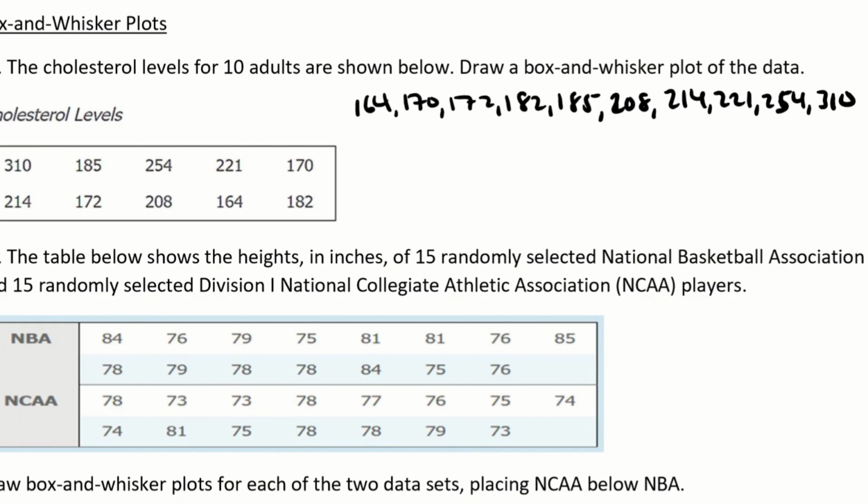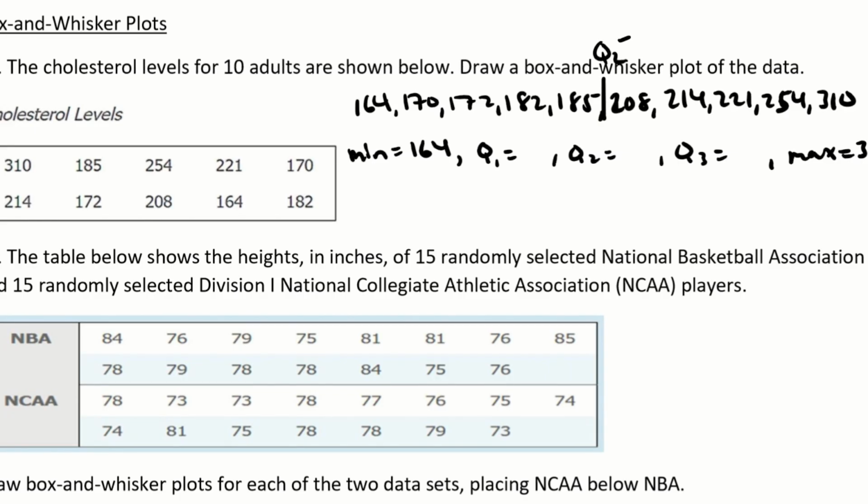All right, so clearly we have our minimum is 164. We need to find our quartiles, of course, but our maximum is 310. All right, so our median, second quartile, is the median. There are 10 numbers, so it's got to be two middle numbers. So it's between the fifth and the sixth number. 1, 2, 3, 4, 5, 6. Okay, so it's between these guys. That's your second quartile, which is 185 plus 208 divided by 2.